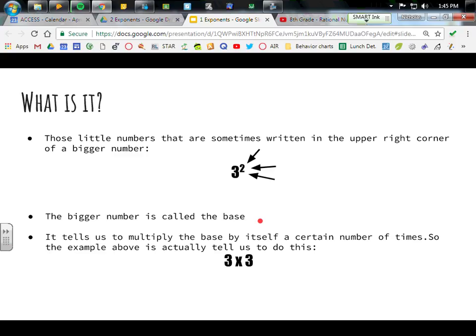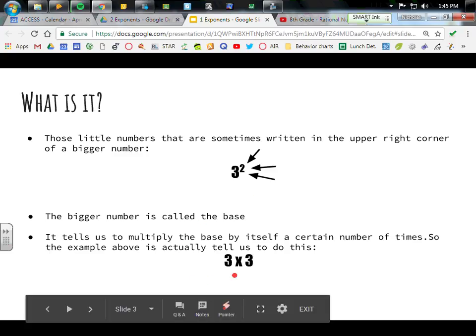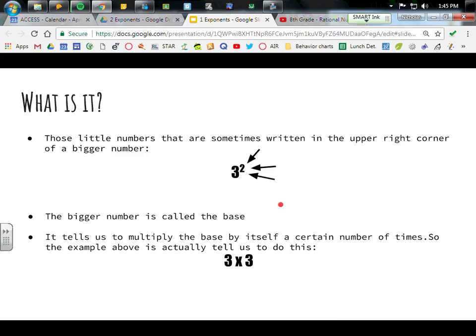And what does our exponent tell us? It tells us to multiply the base by itself a certain number of times. So this example of 3 squared actually means 3 times 3. This is a very common mistake a lot of kids make. A lot of kids think that it means that you multiply the base by the exponent. So a lot of kids would read this as 3 times 2, and that's not what it means.